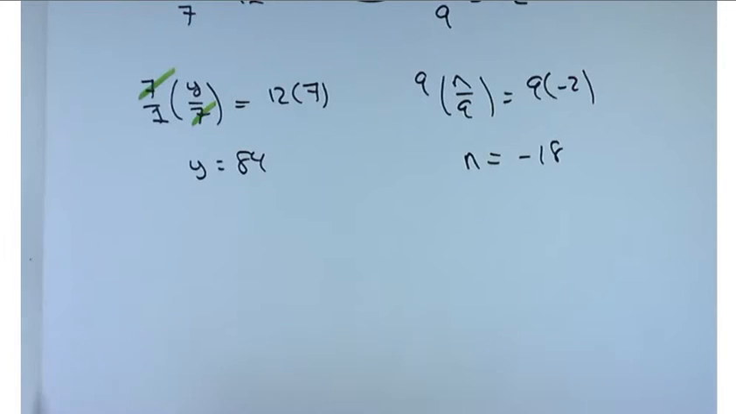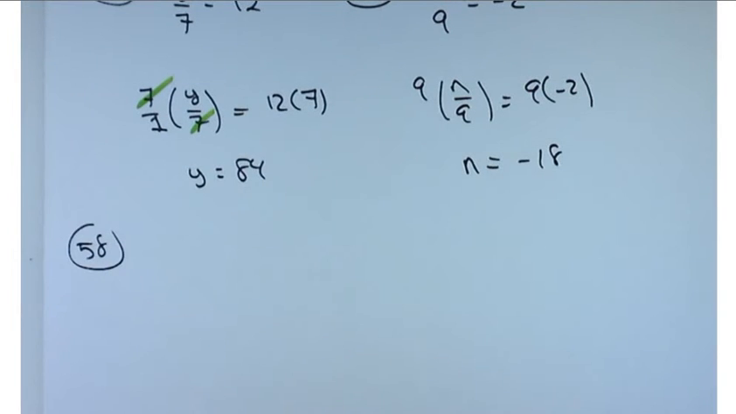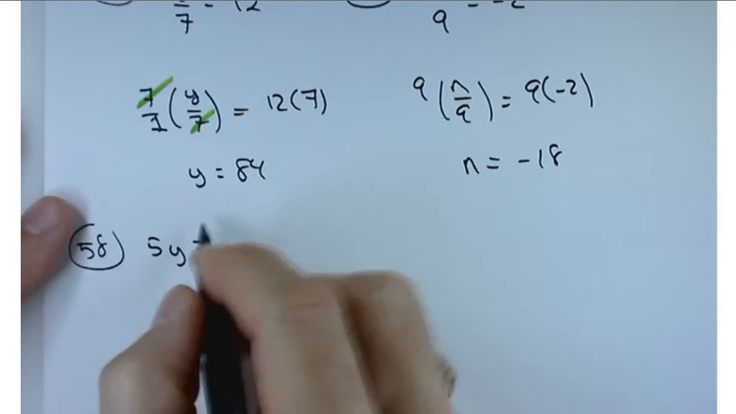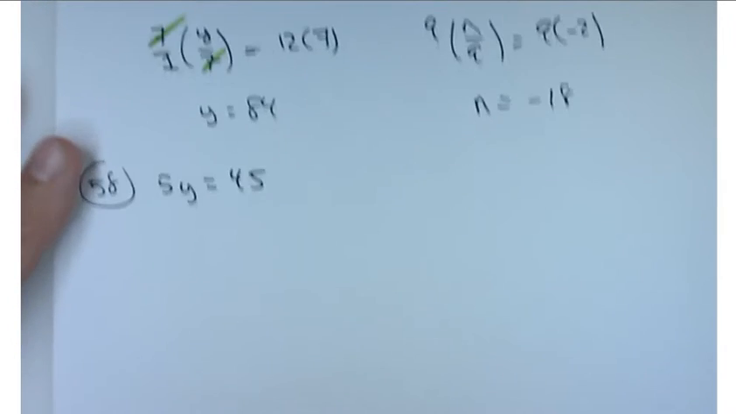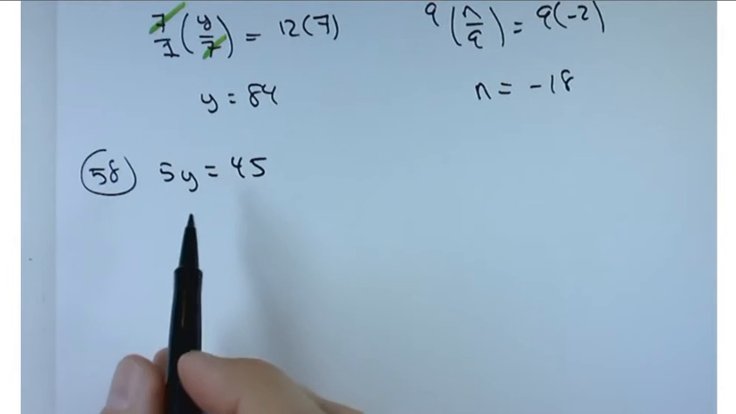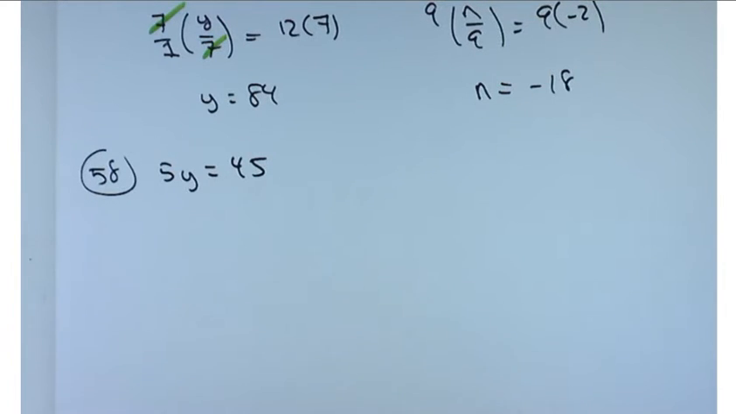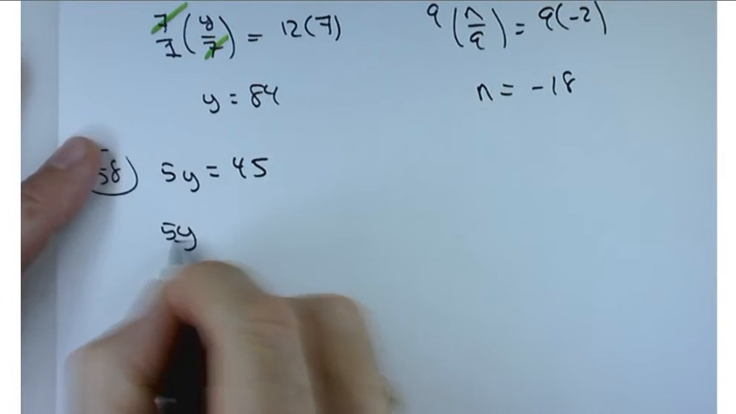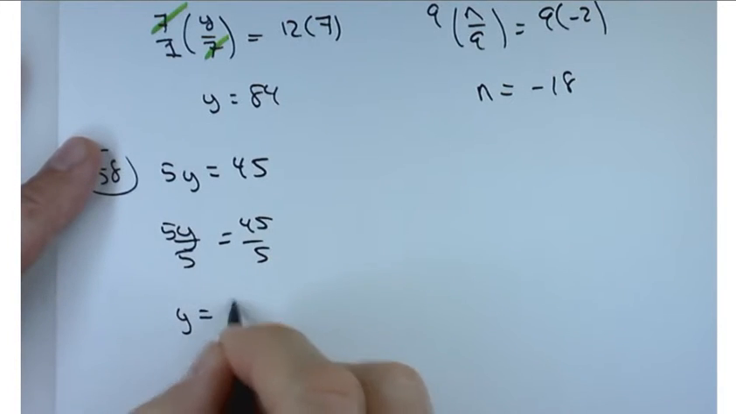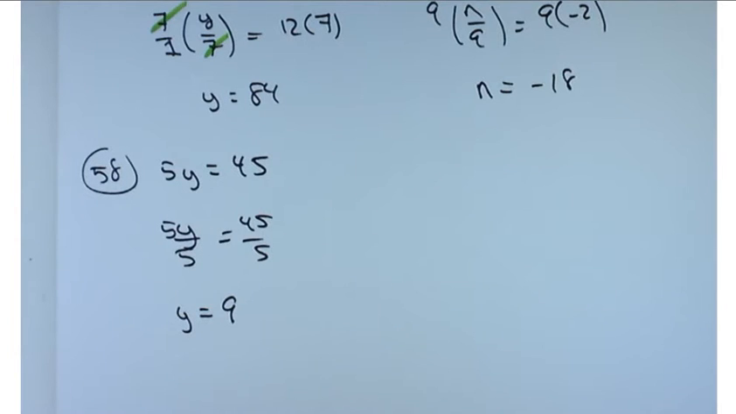Let's continue with problem number 58. And I hope you're starting to see a little bit of a theme here. 5y equals 45. What is being done? Lakendra, let me pick on you for a second. What's the 5 doing to the y? And what's the opposite of multiplication? Divide. What should I divide by? 5. And 5 goes into 45 9 times. Great. Thank you.